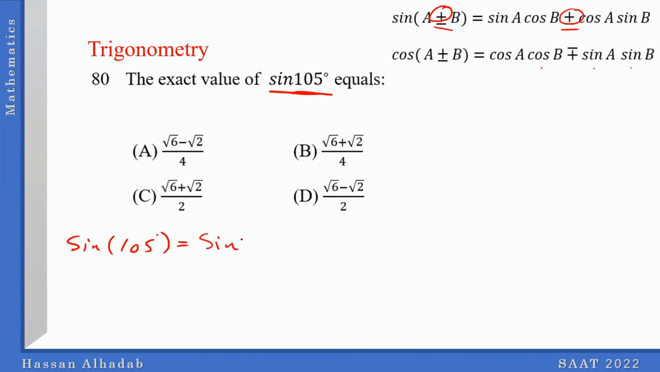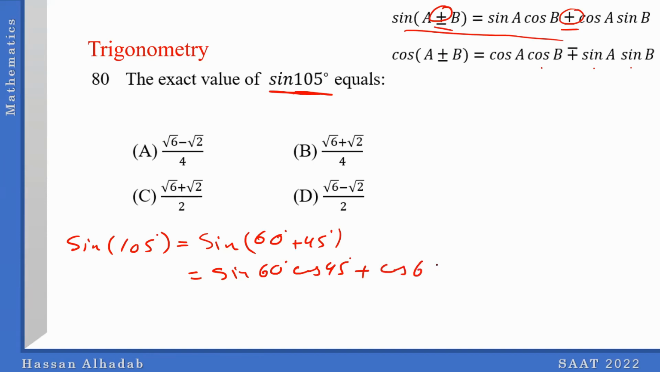I need two angles which are famous, and their sum is 105. What are they? Is it 60 plus what? 45, isn't it? Because their sum is 105. Then you just apply the rule, which is this one here. So this is going to be sine 60 cosine 45 plus cosine 60 sine 45. Okay, so they're just applying a rule, so nothing to do.